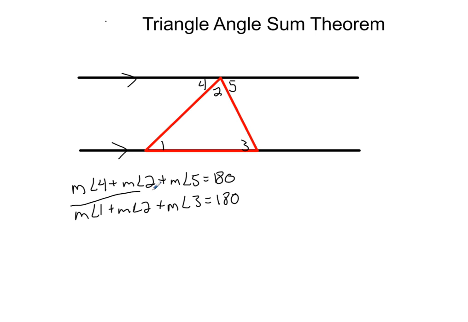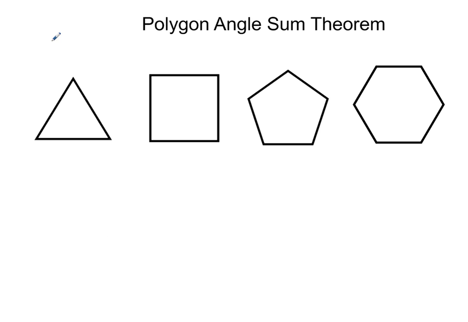And we'll see that, hey, the measures of the angles of a triangle all add up to 180. And this works in any triangle. You can do this for any triangle. It doesn't matter. This always holds true. So we're going to take that and try to make a theorem about all polygons.